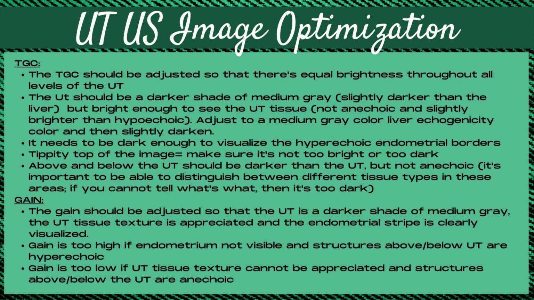It's important to be able to distinguish between the different tissue types in these areas. If you cannot tell what's what, then it's too dark. If you can't tell what's what, you can also miss free fluid or a mass that lies within the pelvis. The gain should be adjusted so that the uterus is a darker shade of medium gray, and the uterus tissue texture is appreciated and the endometrial stripe is clearly visualized.